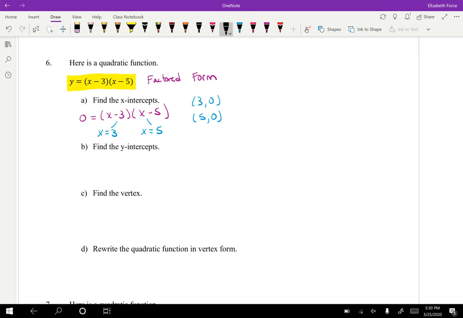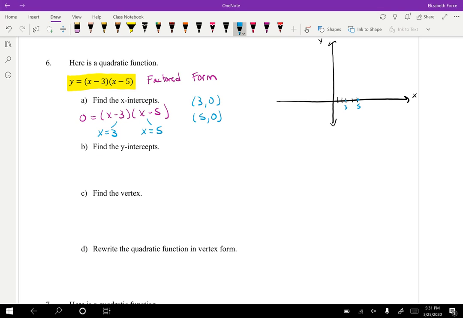I always think it's nice to have a visual for these quadratics when you're finding these important parts. So I'm just going to make a drawing. So we got our y-axis, and then we have our x and y. And we've got a 0 at 3 and a 0 at 5. 1, 2, 3, 4, 5. So one's at 3 and 5.